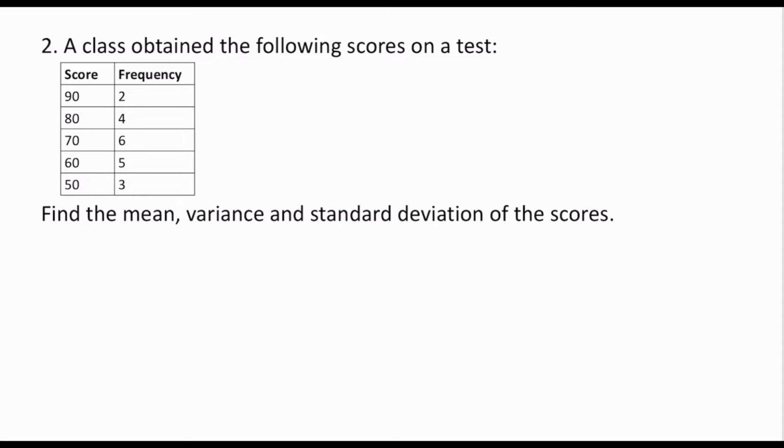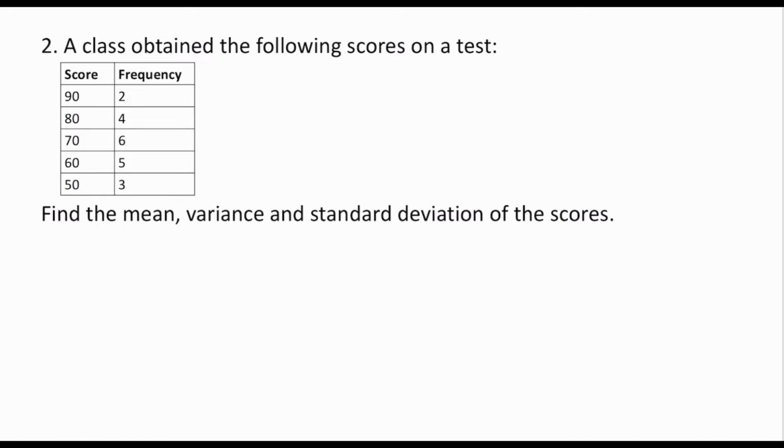In example 2, it says a class obtained the following scores on a test. You have the scores and you have the frequency. The frequency means how many students in this case got a score of 90, how many got a score of 80, etc. Find the mean, variance, and standard deviation of the scores. So I'm going to show you how to do this the long way.